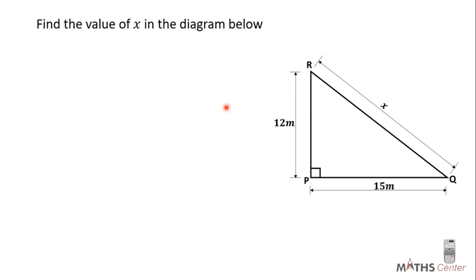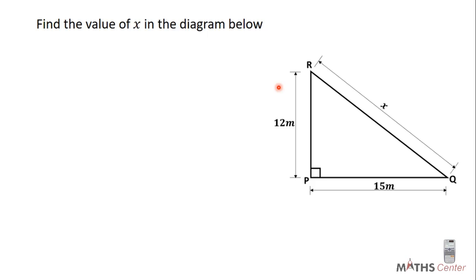Let's take another question. Find the value of x in this diagram. So this triangle is PQR. From this triangle, we can see that QR is the hypotenuse. The other two sides are PQ and PR.